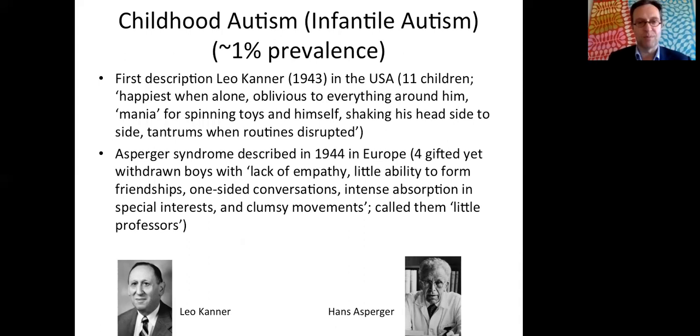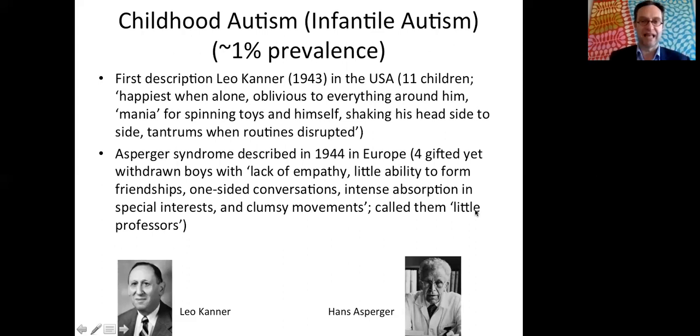Bit of historical background. Autism was first described by a man called Leo Kanner, a developmental pediatrician, one of the early child psychiatrists in the US, in 1943. He described 11 children, happiest when they're on their own, oblivious to things around them, a mania for spinning toys, shaking heads side to side, tantrums when routines were disrupted. In the following year, a man called Hans Asperger in Austria described four gifted but withdrawn boys. He said they didn't have empathy, they had little ability to form friendships, were very one-sided in their conversations, and had a very particular absorption in certain things. Because they came across as so pedantic and adult-like, he called them his little professors.